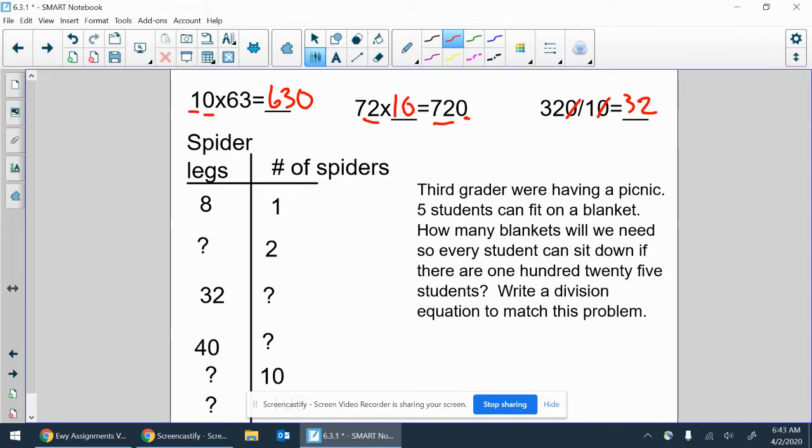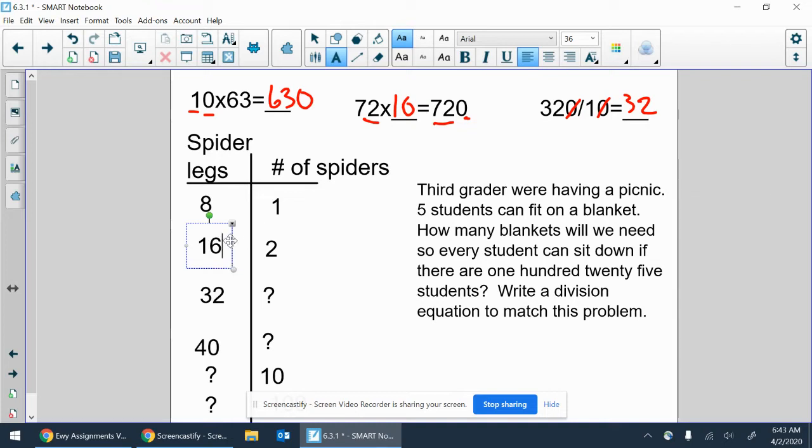So now if we look over at the spider legs, here's our ratio table. There's 8 spider legs when there's only 1 spider. So how many spider legs are there if there are 2 spiders? Well, that would be just like 8 times 2. So that would be 16.